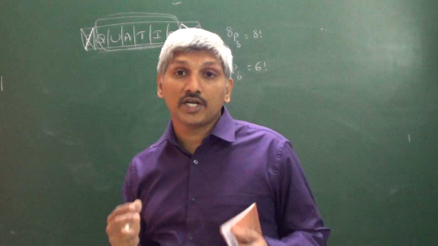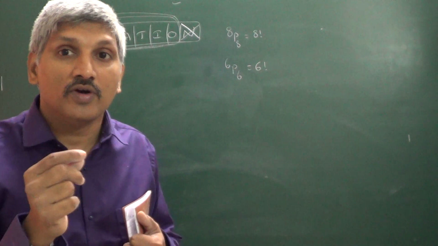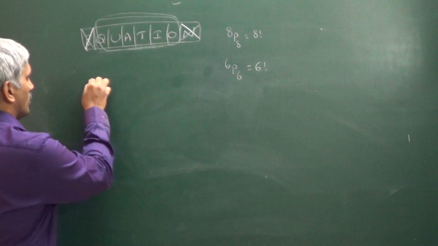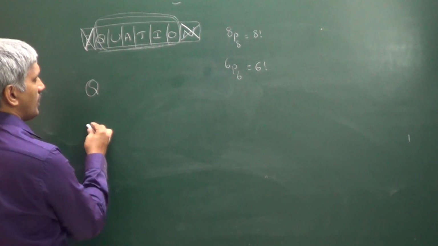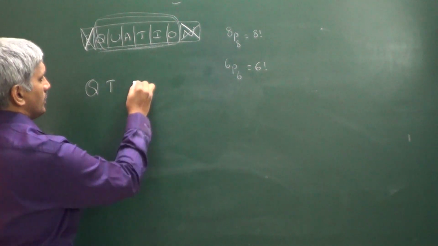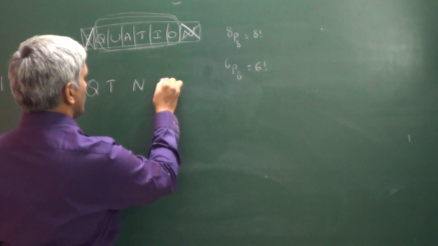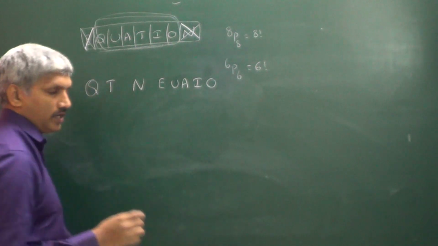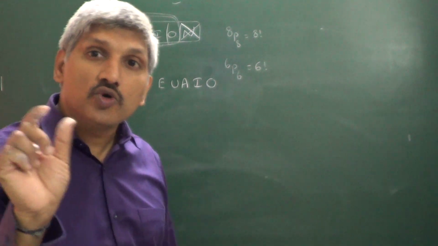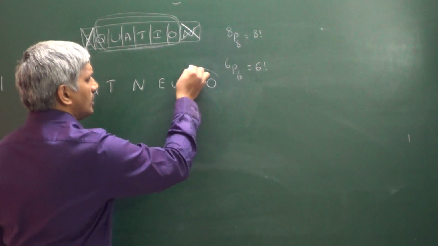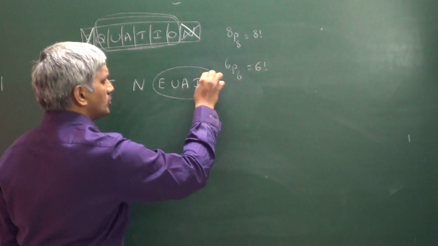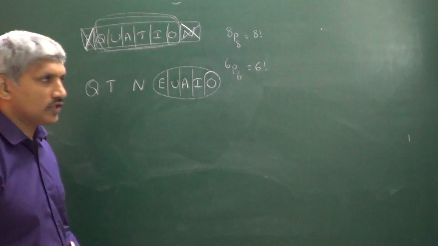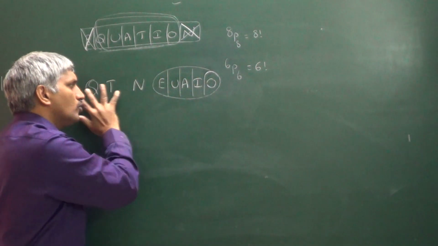ways. Next he is asking the number of words that can be formed so that vowels are always together. So first of all observe here: Q, T, N, and the vowels E, U, A, I, O. He is saying vowels always occur together. That's why consider all these vowels as one unit, as one box. So wherever they are moving, this box has to move together.